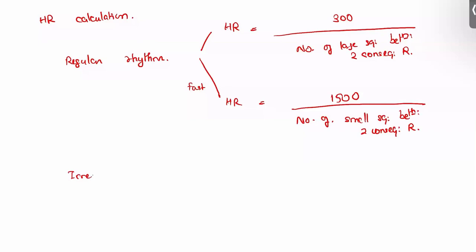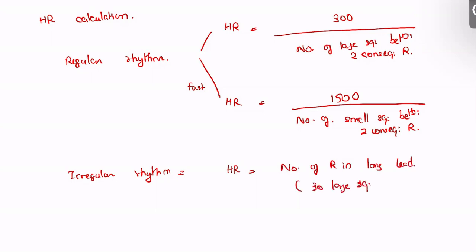For the irregular rhythm, heart rate is the number of R in long lead 2, that is 30 large squares, multiplied by 10. So depending upon your heart rate, if it is a regular and fast rhythm, you should use this one. If it is a regular rhythm that is not very fast, you can use the 300 method. If it is an irregular rhythm like atrial fibrillation, you can use this long lead 2 method. Okay, so that is how to calculate the heart rate.